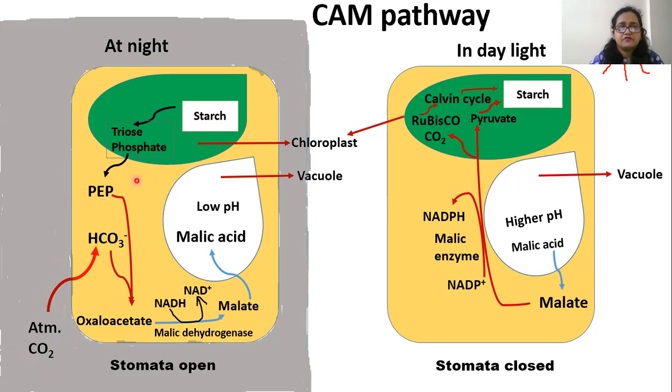PEP is phosphoenol pyruvate and is the first acceptor. We have seen this molecule also in the C4 cycle. So some steps of the CAM pathway are similar to the C4 pathway. The first acceptor molecule of the CAM pathway is the PEP, which is released by the starch present in the chloroplast. So this PEP accepts that CO2 molecule.